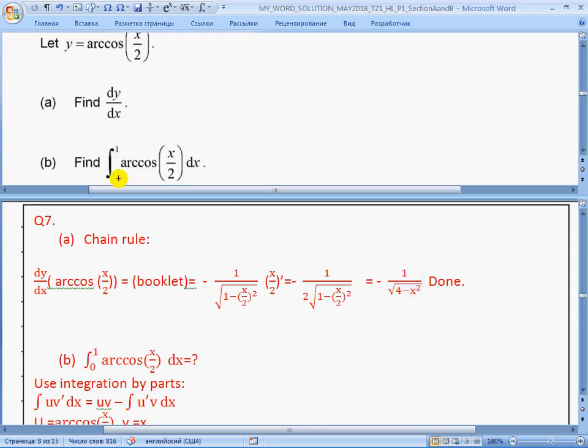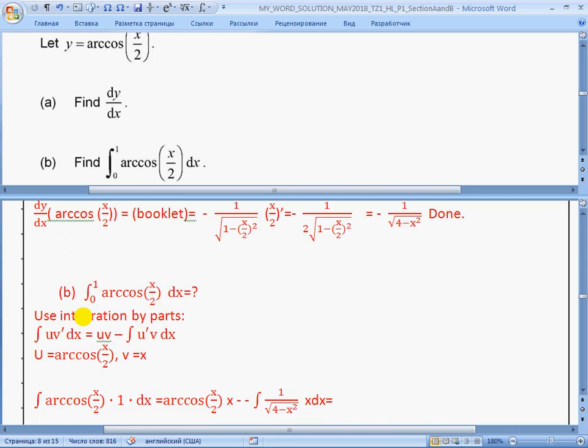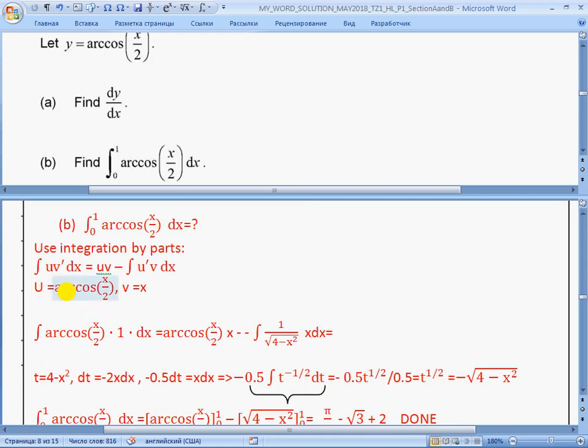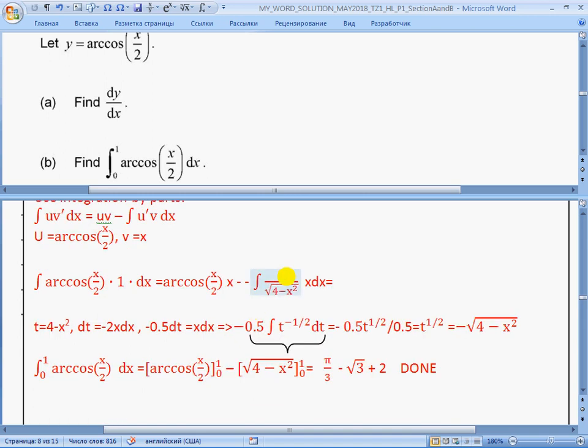Find the integral from 0 to 1 of arccosine of x over 2. For some reason they ask us to find the derivative. Why? Because they push us to use integration by parts, where u will turn into u derivative. So this is the standard form. u is arccosine of x over 2 and v is x. So we put everything accurately here. The only problem is to find this simple integral.